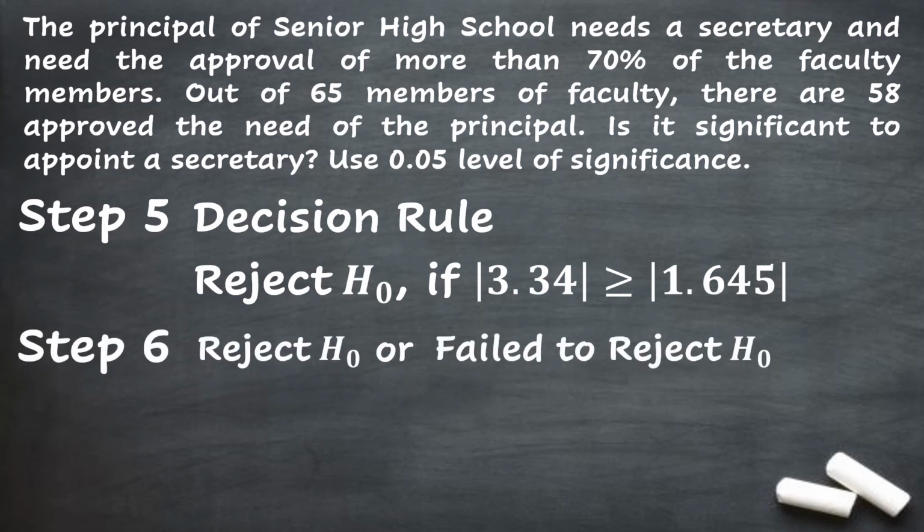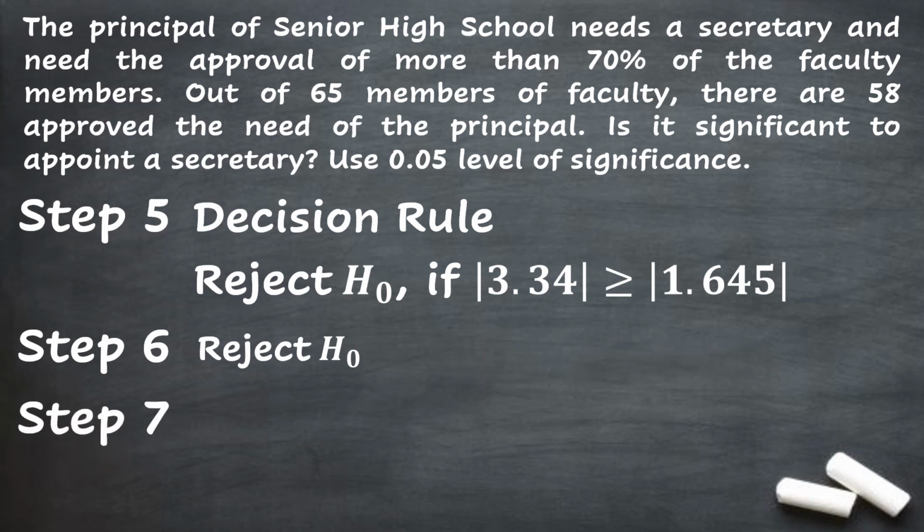Step 6, identify if we have to reject the null hypothesis or we fail to reject the null hypothesis. We have to go back to step 5 to check if the given mathematical statement is satisfied or not, so that we can know if we have to reject or we fail to reject the null hypothesis. So going back, we have the absolute value of 3.34 is greater than or equal to the absolute value of 1.645. So obviously it's true. That's why our answer is reject null hypothesis.